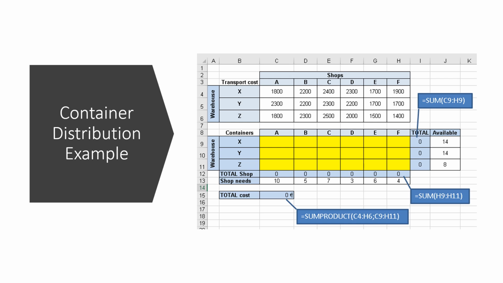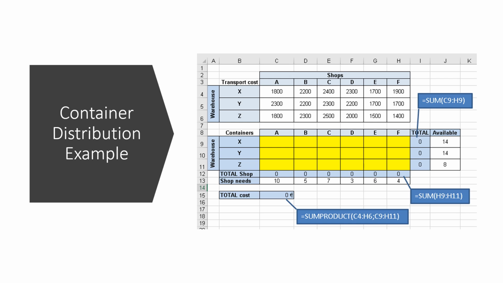Open sheet distribution in our Solver 1 file. Now let's see another example of theory of constraint solution with Solver. In this case we want to minimize the cost of distribution of goods containers from warehouses X, Y, Z to shops A to F. Matrix C4:H6 contains the transport costs of one container from each warehouse to each shop. Matrix C9:H11 will contain the number of containers from each warehouse to each shop we are looking for.